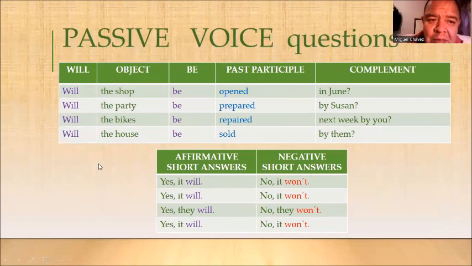To form the interrogative, we put at the beginning the auxiliary verb will to show the future simple, then the object, be, and past participle. Will the shop be opened in June? Yes, it will. No, it won't. Will the party be prepared by Susan? Yes, it will. No, it won't. Will the bikes be repaired next week by you? Yes, they will. No, they won't. Will the house be sold by them? Yes, it will. No, it won't.